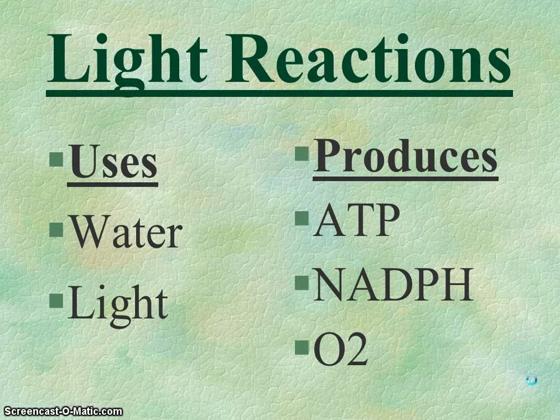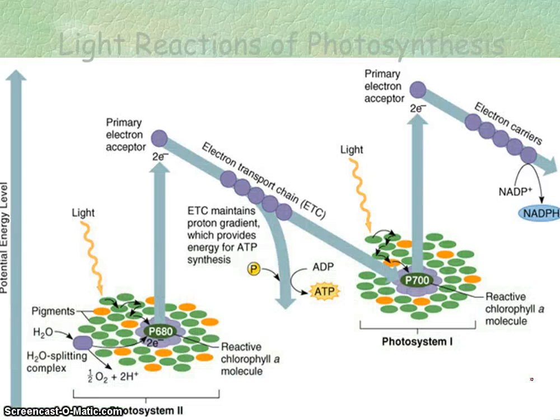Okay? So just to sum up the light reactions, we have water and sunlight being needed, and we're going to produce energy, NADPH, and oxygen. And this is just showing you the different photosystems and the absorbance of light and the electrons going through the different transport chains or different reactions. And again, at the same time, water is going to split.